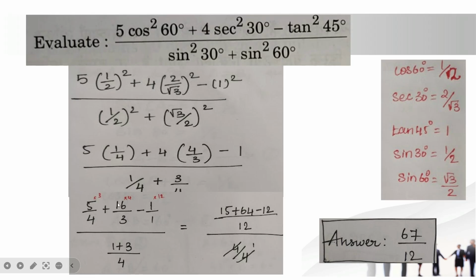You don't miss this symbols, write correctly. Okay. So 15 plus 64 minus 12 will be 67. So the answer is 67 by 12. For this, the whole, after evaluating, we are getting answer as 67 by 12.